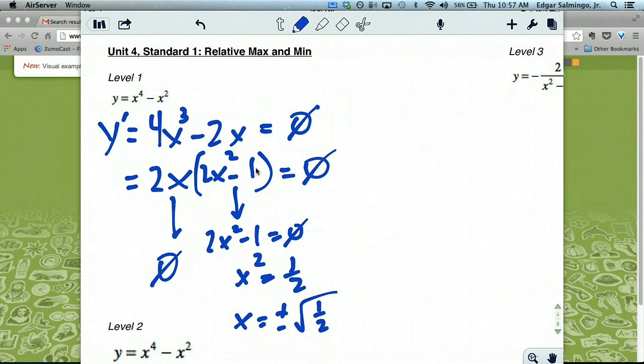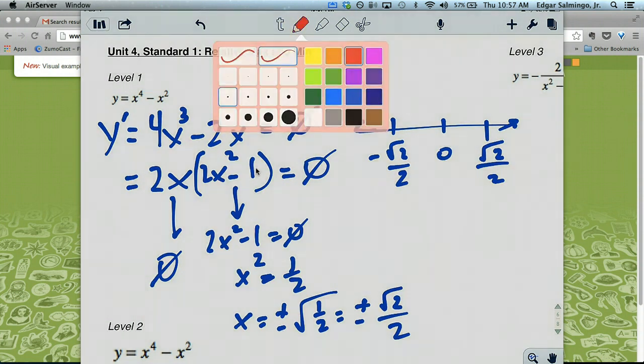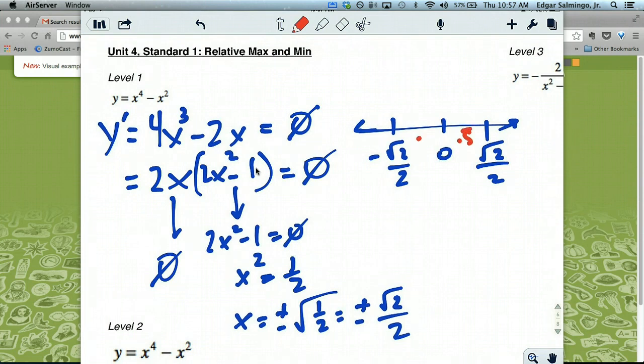Okay? Or if you do this, you should also know that's the same thing as the plus or minus the square root of 2 over 2. So on my number line, I'm going to get a 0. I'm going to get negative radical 2 over 2. And I'm going to get positive radical 2 over 2. If you use a calculator, radical 2 over 2 is slightly bigger than 0.5. Okay? So the numbers I want to test: 0.5, negative 0.5. I want to test -1. I'm going to test 1. And if you're confused, you can plug this into a calculator and see what decimal you get.